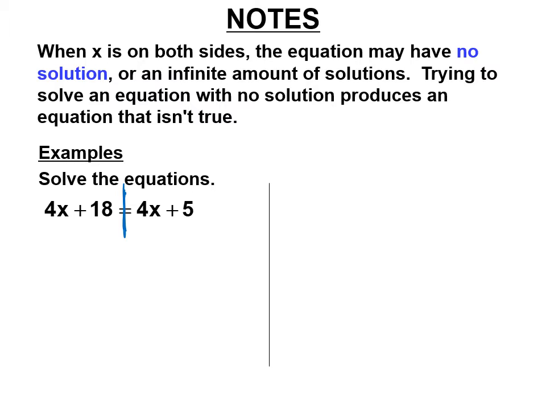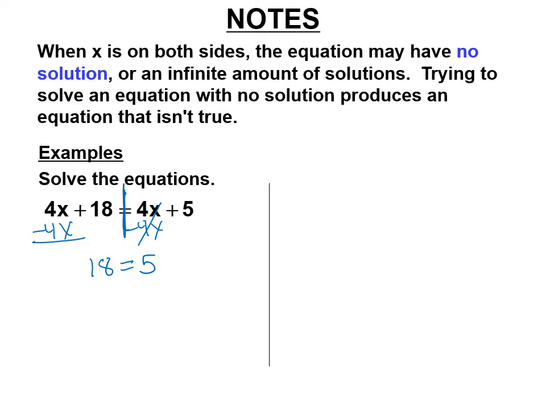So what would you do here? Well, we're trying to get rid of the x's and get them on one side. But what happens? Well, there's the same amount of x's on both sides. And so 4x minus 4x is 0 on both sides. And what do you get? You get 18 equals 5.